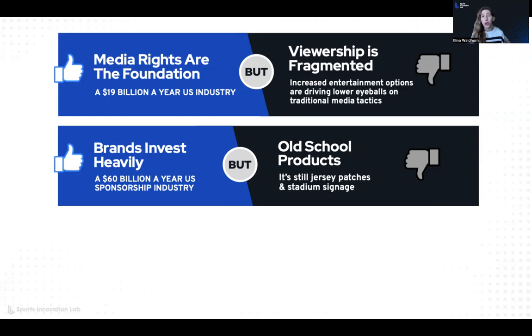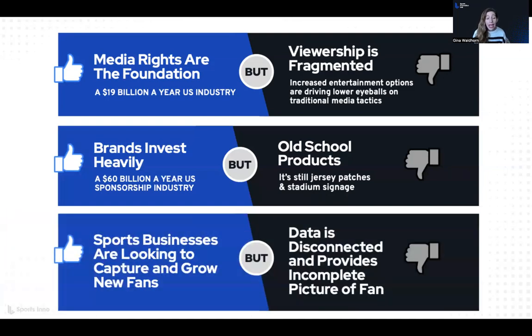There's still a lot of old school sponsorship spots and dots out there to reach sports fans. And that's a challenge that we know audiences and data can help overcome. And finally, we know that sports properties are looking to capture new fans. They're looking to grow their fans, expand into new audiences. But in order to do that, you have to know who your fans are or who your fan profile could be.